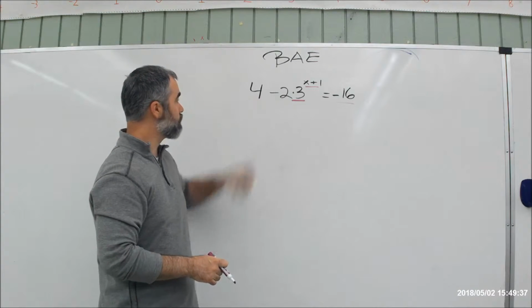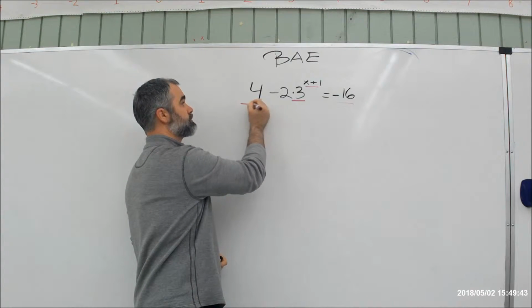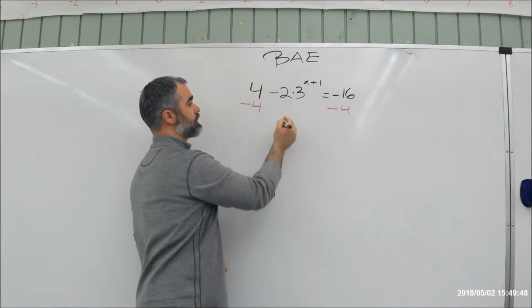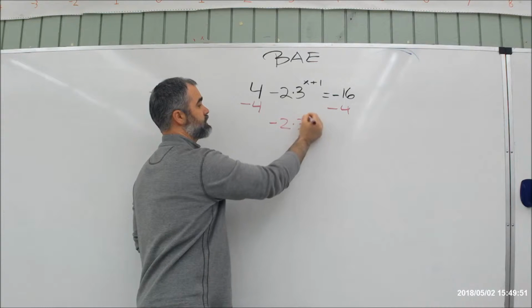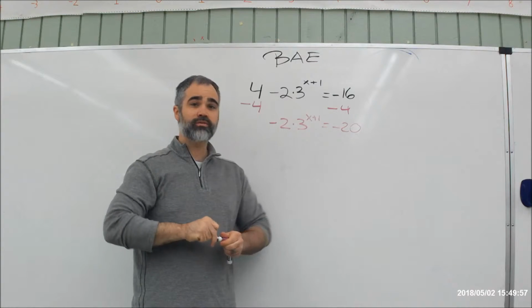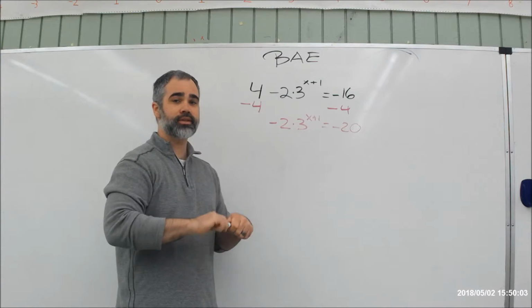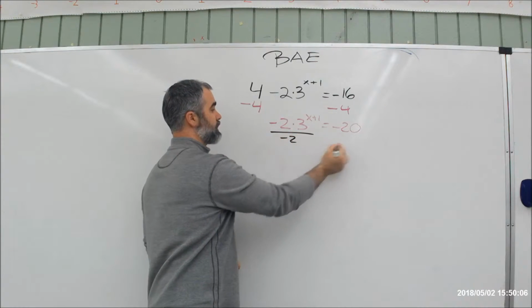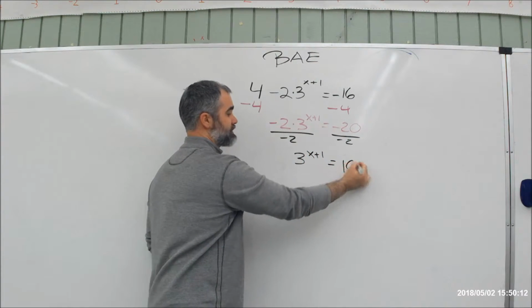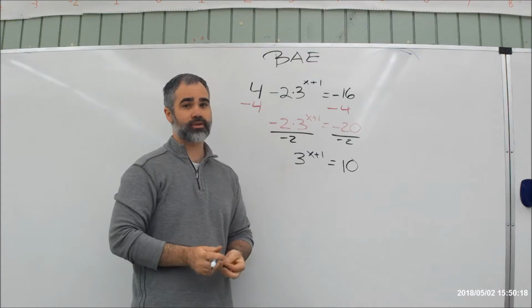So right here, I've got 4. It's being subtracted, but it's a positive 4. So I need to subtract both sides by 4. So I end up with -2 times 3 to the x plus 1 equals -20. Now we've got a -2. It's being multiplied, so the opposite of multiplication is division. We're going to divide both sides by -2. So now I have 3 to the x plus 1 equals a positive 10. Now we're down to a base, an answer, and an exponent, and we can solve this question.